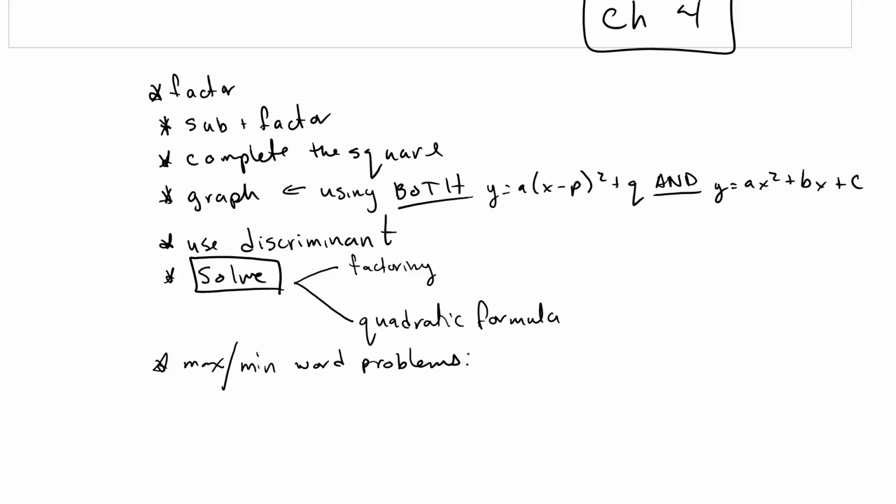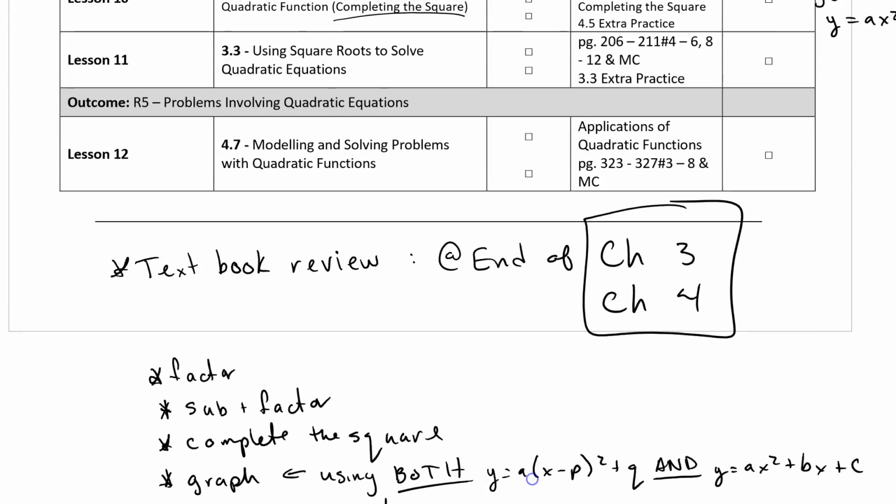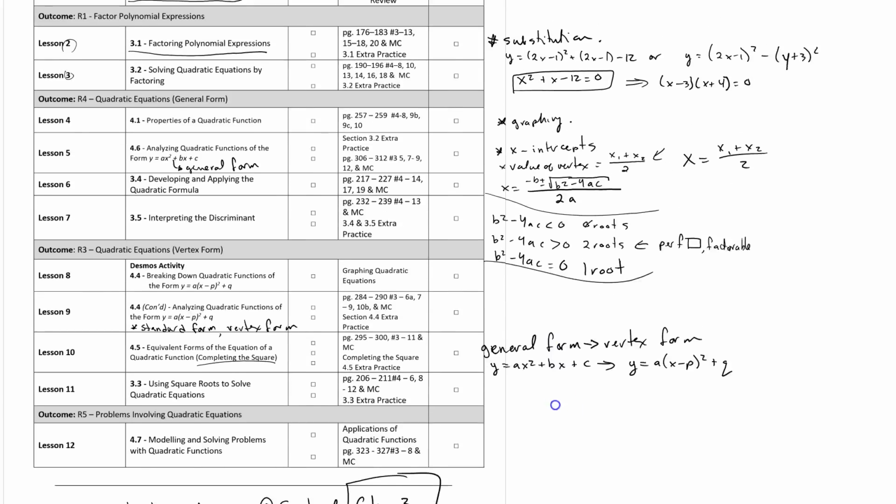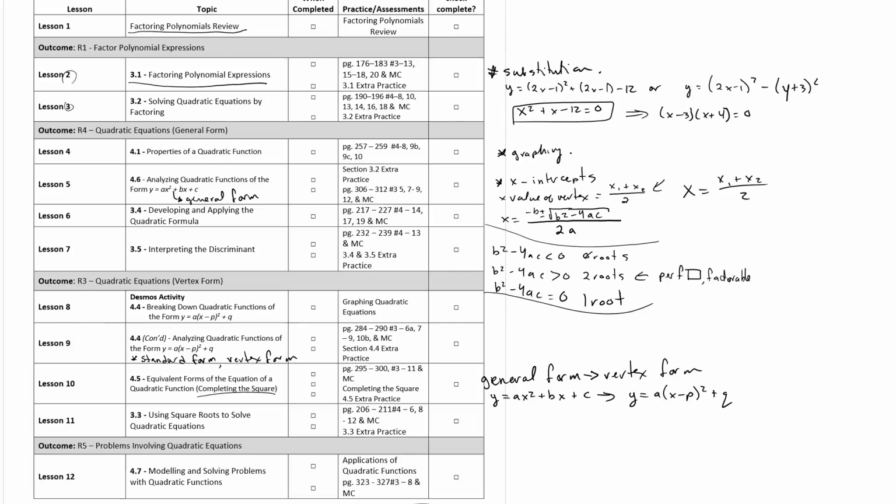Now this is in no way an exhaustive list. Going through the lessons and making sure that you understand all the concepts from those is your best bet. Also, at the end of the chapters there are section reviews, so you'll be able to actually see, 3.1, what did you do there? 3.2, what did you do there?